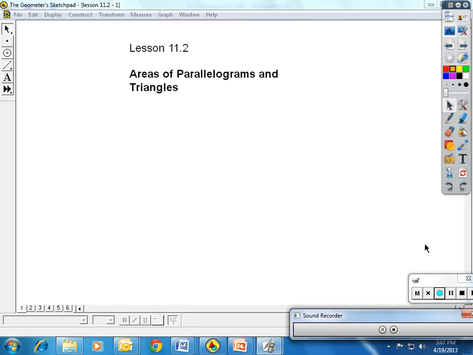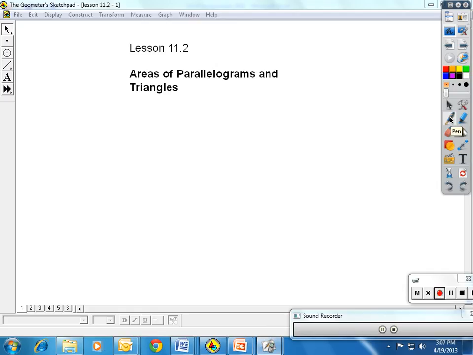Okay, good evening. Lesson 11.2, continuing with areas. We're looking at areas of parallelograms and triangles. You may already know how to find the area of a parallelogram and a triangle, but it is important that you understand how they are deduced.